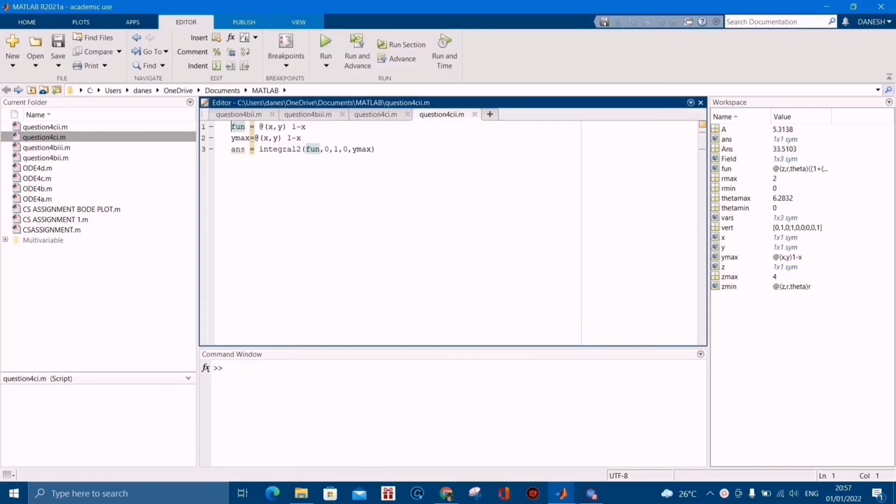Question 4c2. In this question we must evaluate the vector field using Stokes' theorem. So to use Stokes' theorem, we have to define the fun function equals xy(1 minus x), y max equals 1 minus x, answer equals the double integral of the fun function from 0 to 1 and 0 to y max. So let's simulate. So the answer will be 0.333, which equals 1 over 3. That's all from us. Thank you.